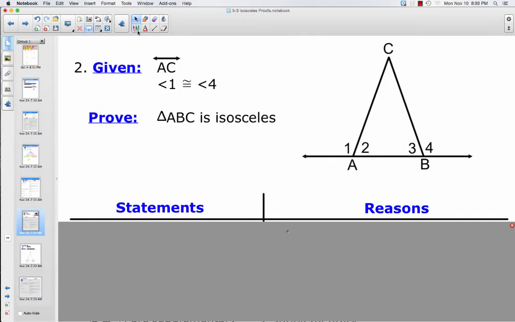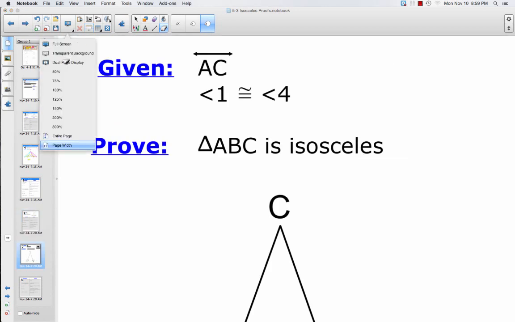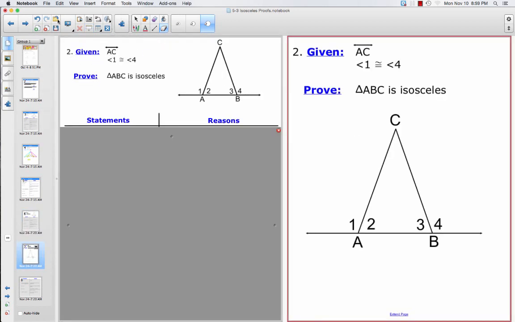This next question here is slightly different, but we're still working with isosceles triangles. This time we're asked to prove that a triangle is isosceles. So in order for a triangle to be isosceles, we need to show that it has two congruent sides. Once we show that it has two congruent sides, then it has to be isosceles. So let's take a look at this example here.